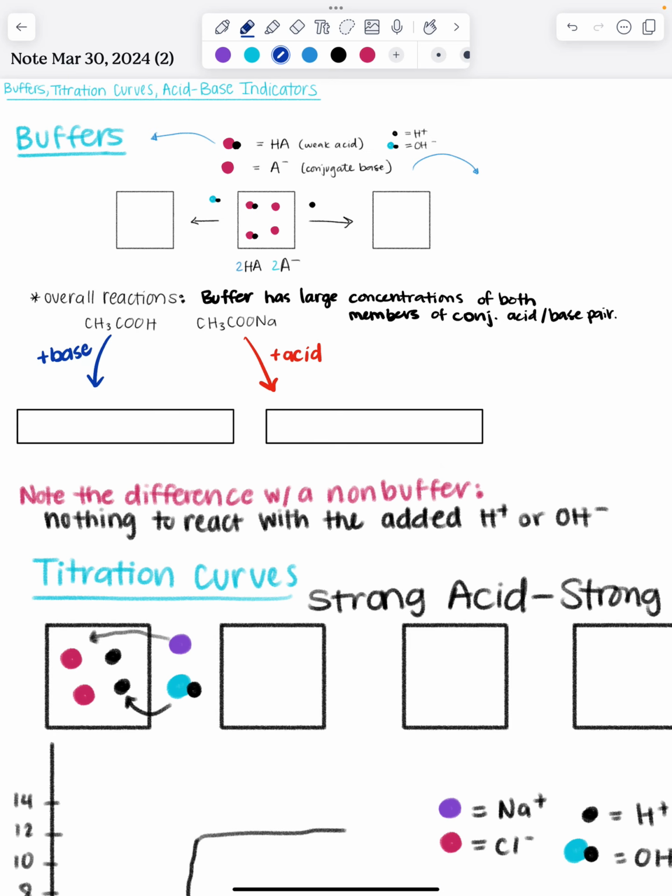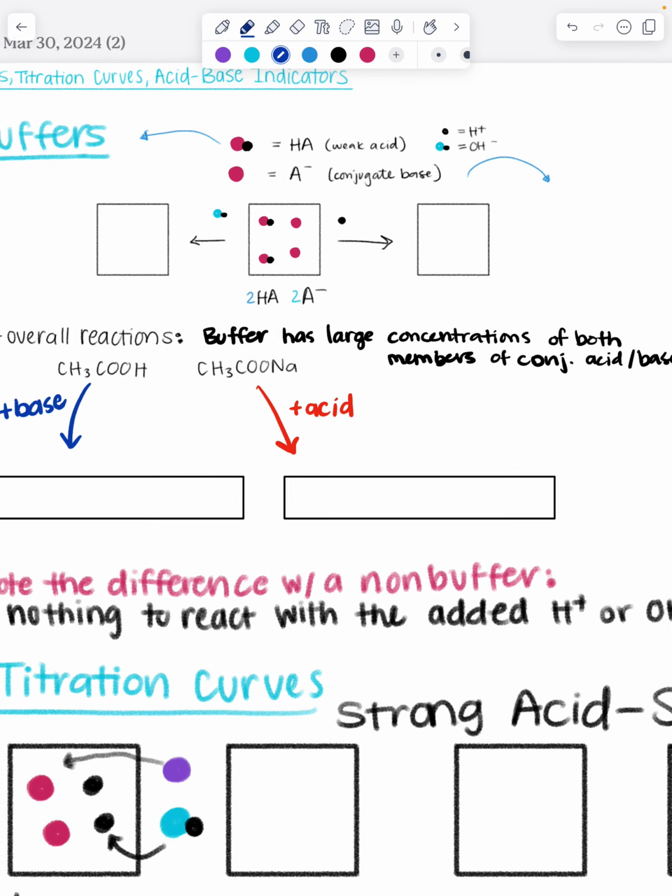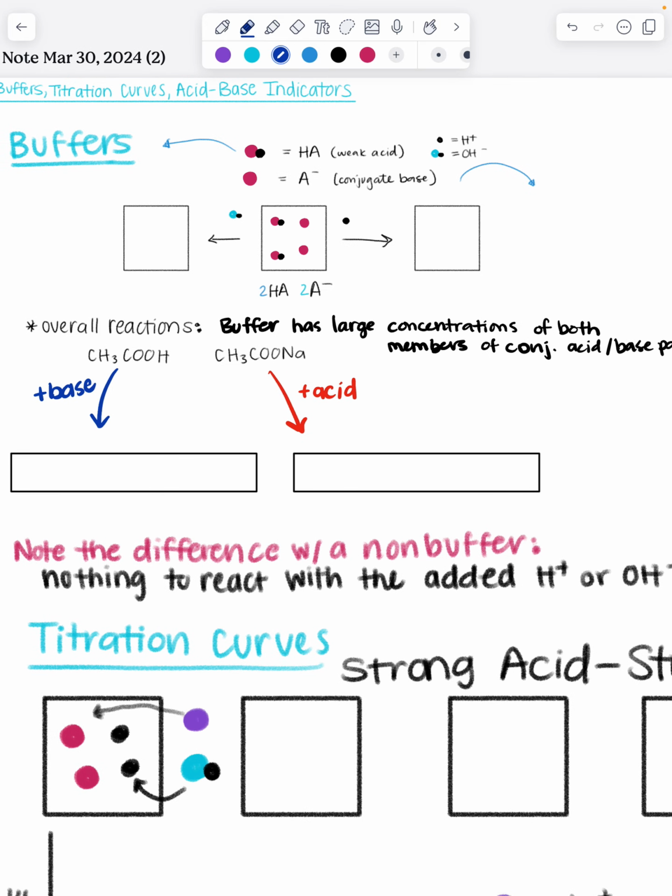Okay, so let's start with an explanation overview of buffers, because I think if we understand buffers, then the titration curves and the acid-base indicators make a little bit more sense. So remember, a buffer is a solution that resists change in pH upon the addition of a strong acid or strong base. Basically that's always going to be a conjugate acid-base pair, and they both need to be present. So we have a weak acid and its conjugate base present in the solution.